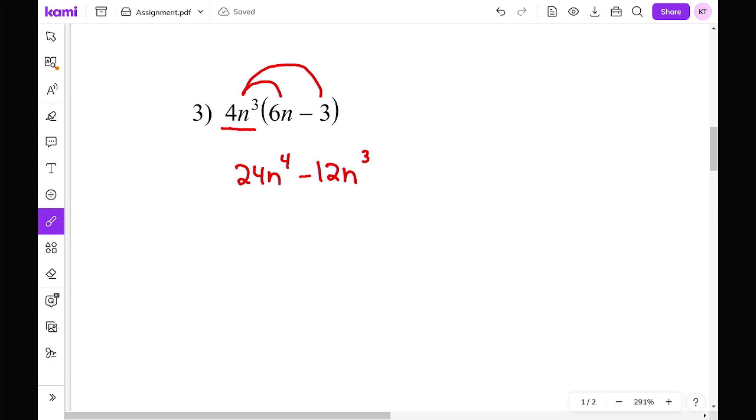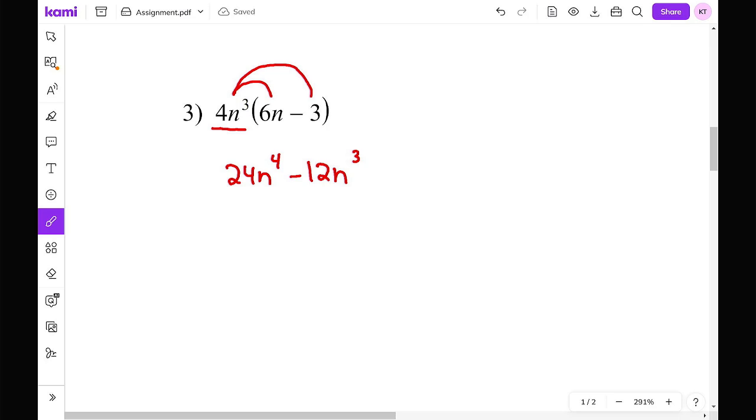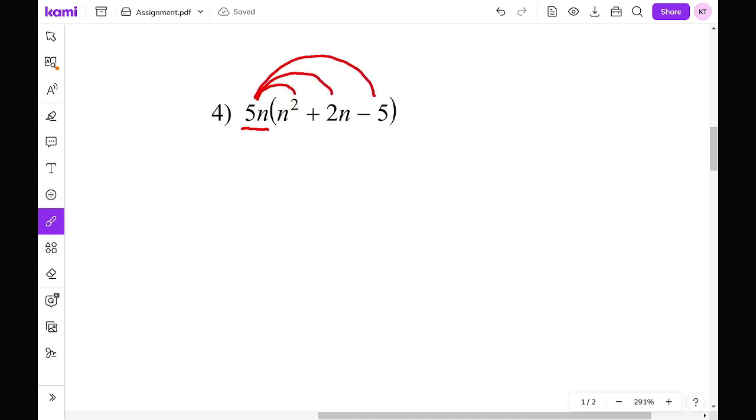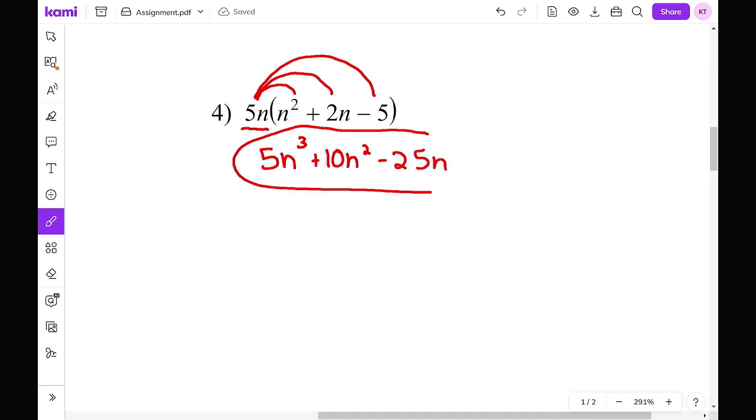So those ones work a little bit quicker, a little bit less setup, just distributing the number to both the numbers there. And then we get to this last one. Again, same thought process here. This time I'm going to have 5n and multiply it by each one of the terms of my trinomial. So 5n times n squared will give me 5n cubed. 5n times 2n will give me 10n squared. And then 5n times negative 5 will give me negative 25n. And that will be my answer for my fourth example.